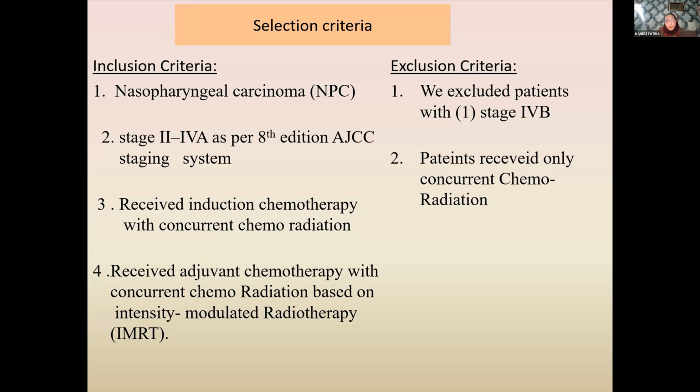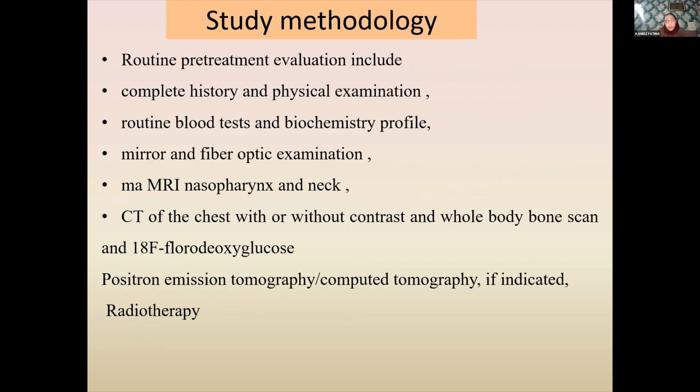Coming to the chemotherapy part, in the induction chemotherapy, the regimens used were cisplatin and 5-FU. In the cisplatin and 5-FU regimen, patients received injection cisplatin 100 mg per meter square on day 1, injection 5-FU 1000 mg per meter square, continuous infusion for 4 days.